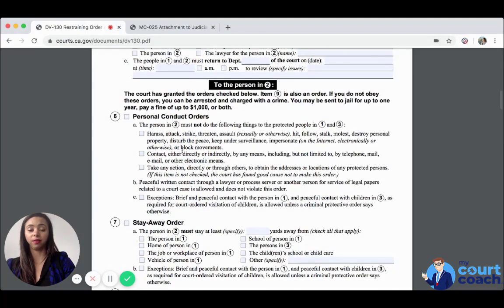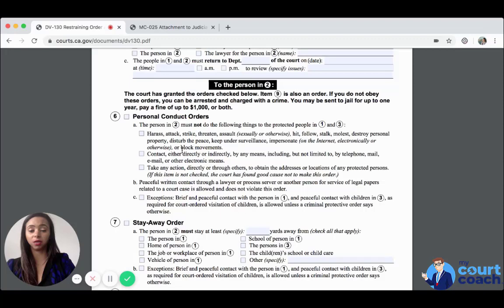The court, and then this says to the other party that the court has granted the orders checked below. Item 9 is also an order, so if you do not obey these orders, you can be arrested or charged with a crime. You may be sent to jail for up to 1 year, pay a fine of up to $1,000, or both. So some very serious consequences if you violate the restraining order.